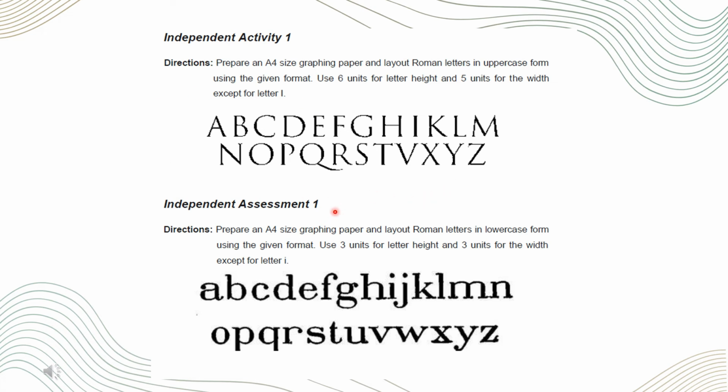Now for the independent assessment 1, also in the A4 size graphing paper, you're going to lay out Roman letters in lowercase form using the given format. So, we will use 3 units or 3 squares for the letter's height and 3 units or 3 squares for the letter's width, except for the letter I. So, again, you will copy the Roman letters here on your graphing paper.